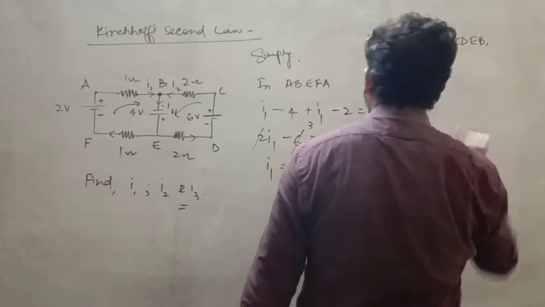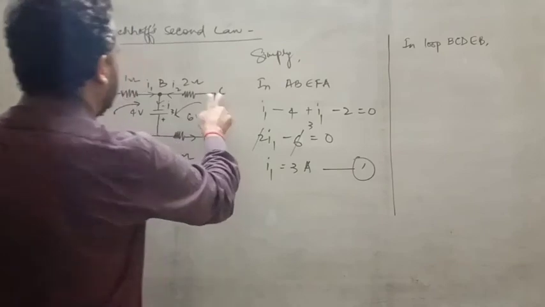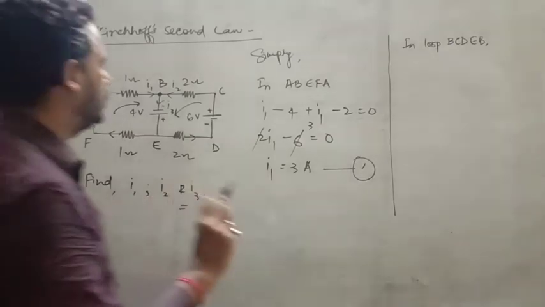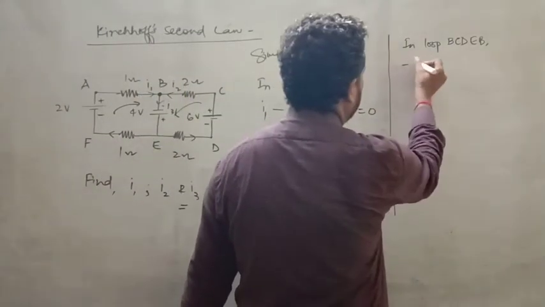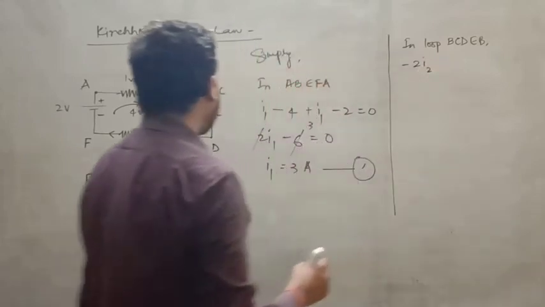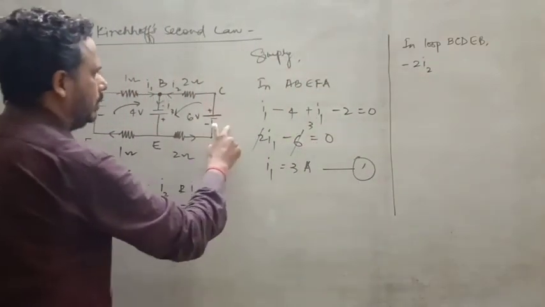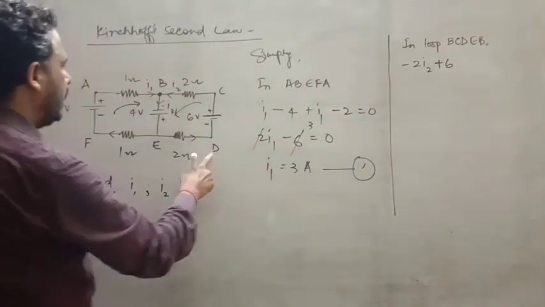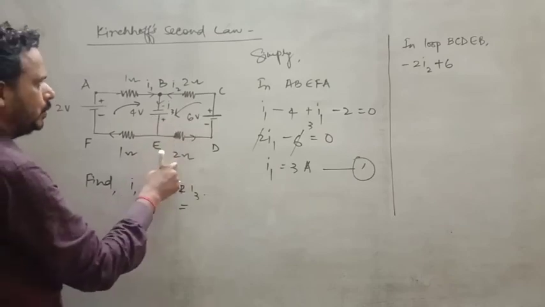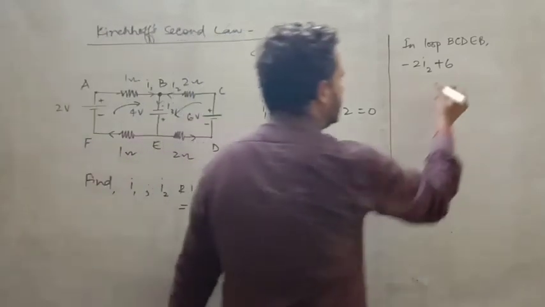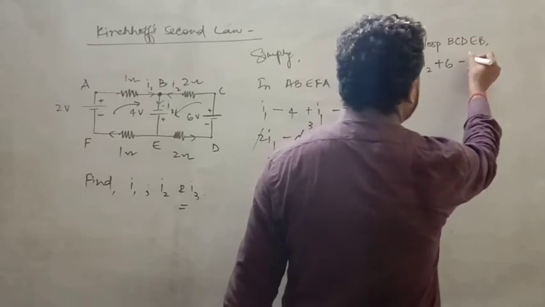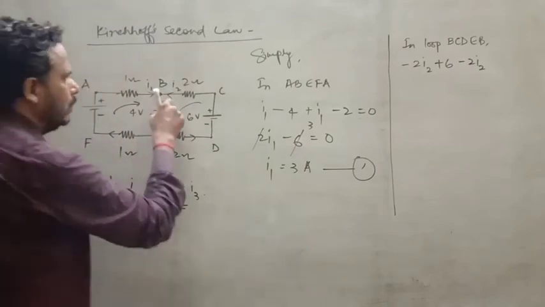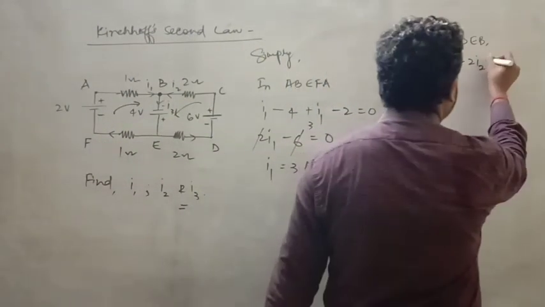What you are seeing, after going from B to C, you are going opposite to the direction of current, so that would be negative. So 2I2, potential drop in this resistor, minus 2I2. Now here from higher to lower, so that would be positive, and this one is 6, so plus 6. Now here you are going D to E, opposite to the direction of current, so minus 2I2. Again you are entering this EMF higher to lower, so that would be positive, and this one is 4, so 4, and this is equal to 0.